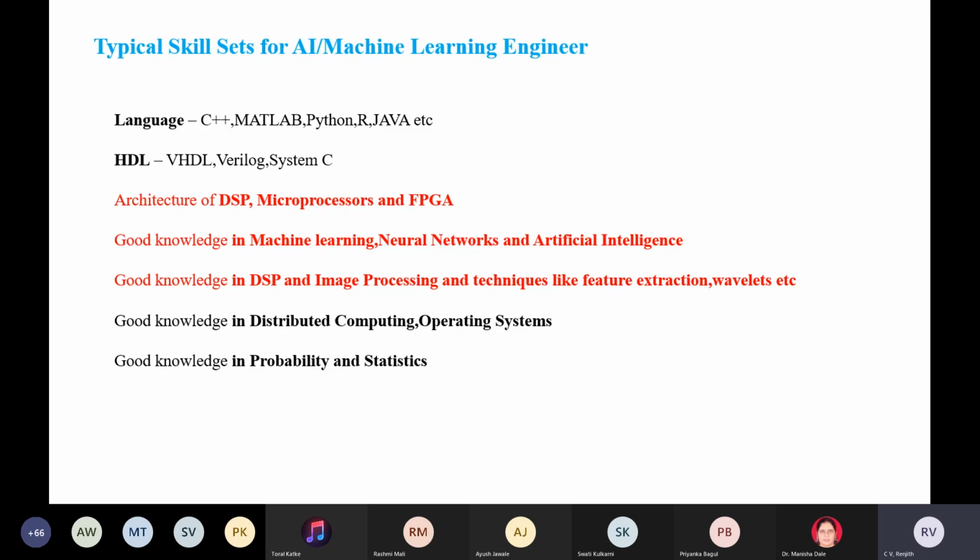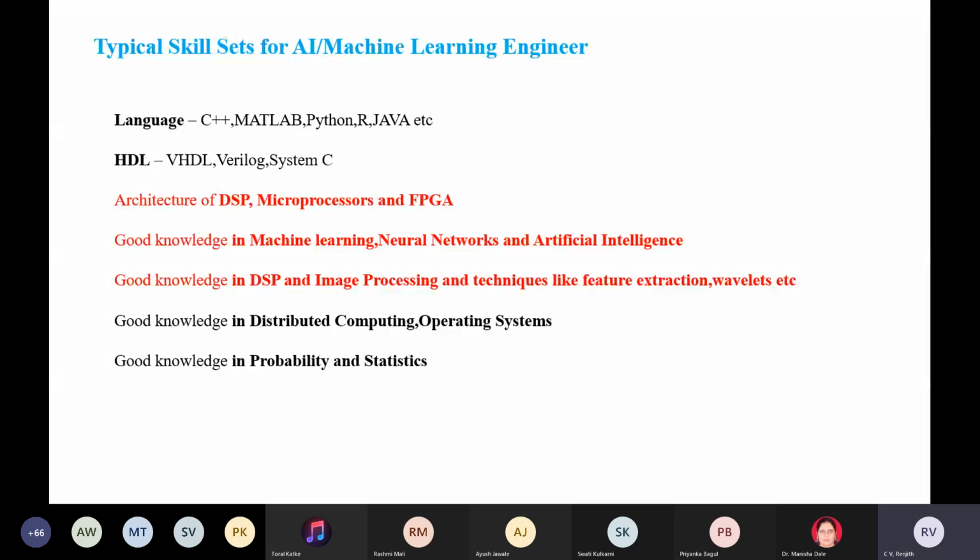But what you need to know is that if you want to work in this domain, you need to have good knowledge in ML and AI, and also you need to know DSP and image processing because many times it's used in combination. The most important thing is that you should know the architecture of DSP processor and FPGA, because finally in a product it's implemented on any of these platforms. So you must know that. Just by knowing Python or R, you won't get a job in a product company. It's as simple as that.